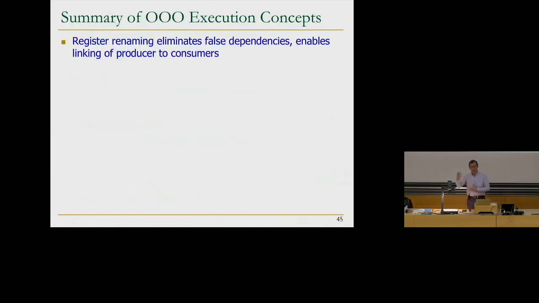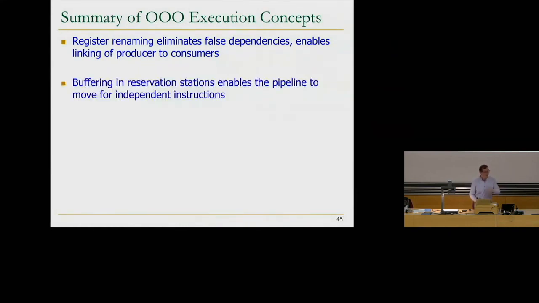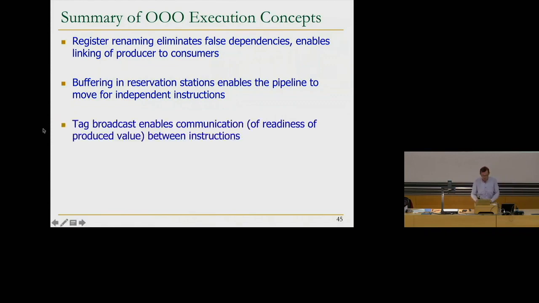So let's think about what these enable. Register renaming eliminates false dependencies, as we said many times. It also enables linking of consumers with the producers. And buffering in reservation stations enables the pipeline to move for independent instructions. Before, the problem was that we had an independent instruction that's coming later, but we have nowhere to put the dependent instruction. Now, buffering in reservation stations enabled that. But we cannot just do buffering. We need to do all of this to actually enable out-of-order execution. And tag broadcast enables communication of the readiness of the produced value between instructions. And wake up and select enables out-of-order dispatch.